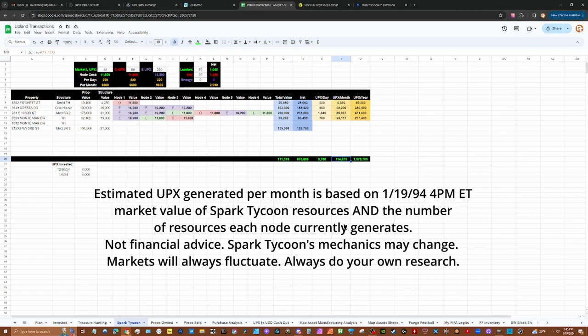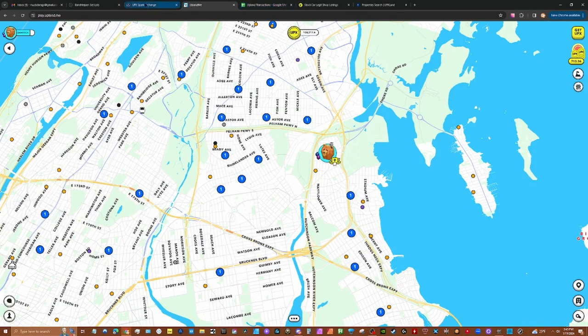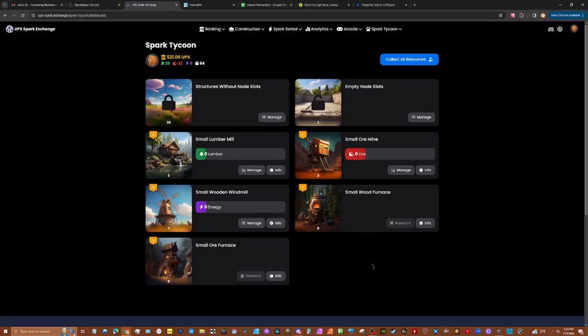Think about that. Is it always going to be like this? I hope so, but the game's going to change. This is not financial advice. Make your own decisions, do your own research. There are some great people on that Discord that can help you if you have questions, and you might want to check that out. So anyway, that's Spark Tycoon.